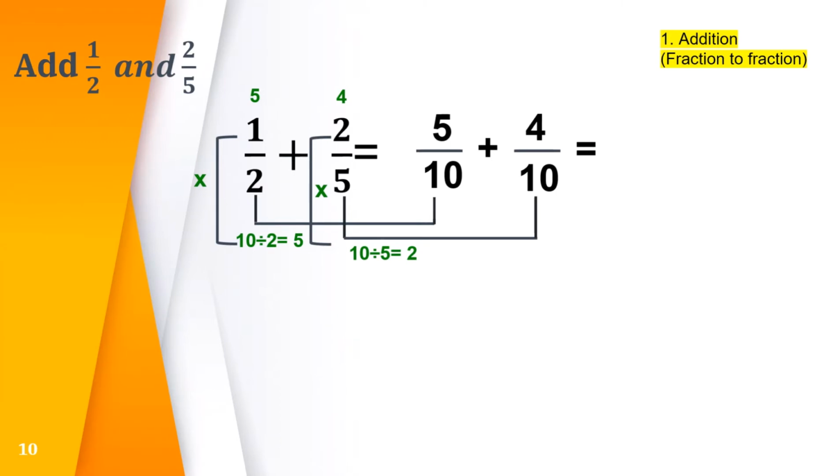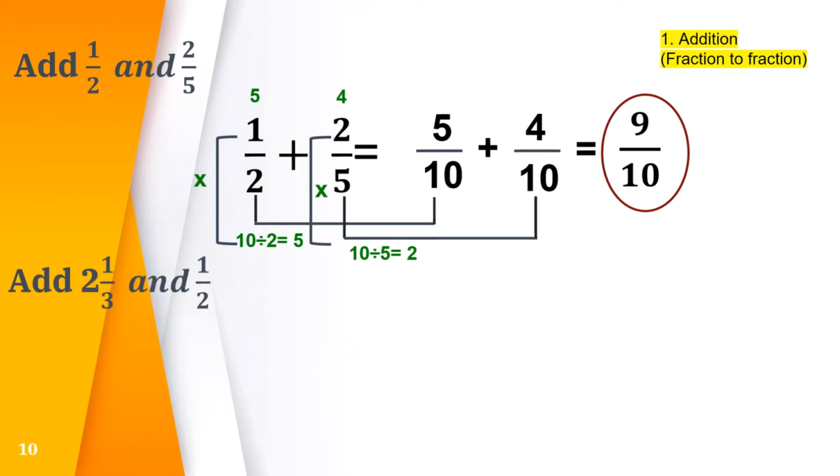So the new fraction now is 5/10 plus 4/10. Naging similar fractions na sila. So, pwede na tayong bumalik dun sa process of addition of similar fractions. So, add natin yung numerators. 5 plus 4 equals 9. And then, copy the common denominator, 10. So, 9/10. 9/10 is in its lowest terms since consecutive numbers na sila. So, 1/2 plus 2/5 equals 9/10.